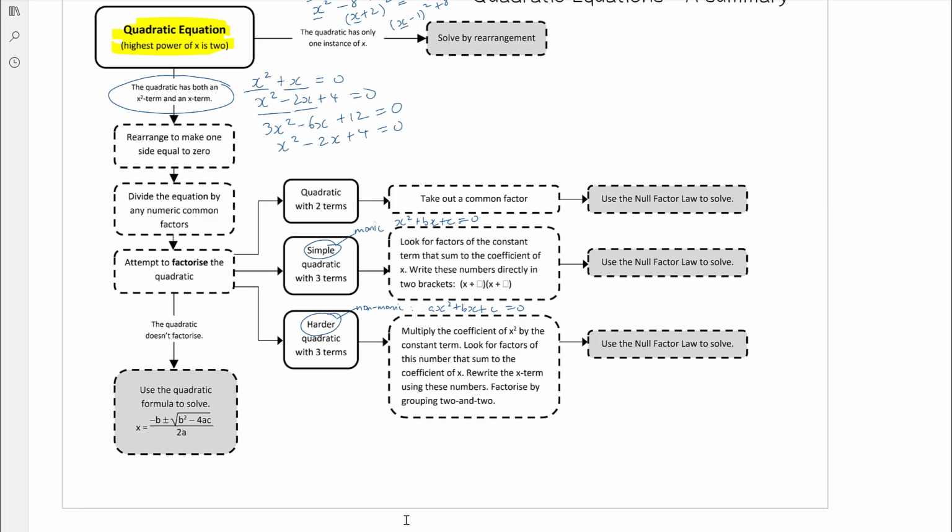So you multiply the coefficient of x squared by the constant term, a times c, you look for factors of that number that sum to the coefficient of x, so that sum to give b, and you rewrite the x term using these numbers, and then you factorize by grouping. If it will factorize, then we use the null factor law to solve, okay? If it won't factorize, then we use the quadratic formula, okay? Solve by rearrangement if you can, factorize and use the null factor law if you can. If all that fails, quadratic formula is your way to go.